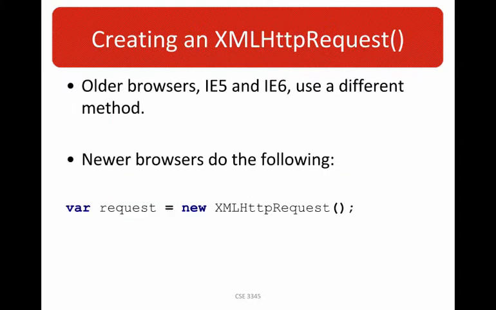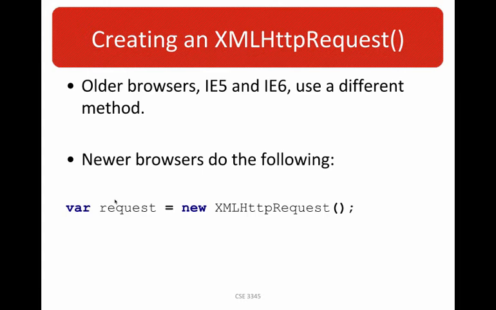So without further ado, here is kind of the meat of XML HTTP request. Something to note is if you're trying to make this work for IE5 and IE6, which you probably never will be anymore, there's a slightly different method. However, for newer browsers, it's very simple. All we're going to do is actually instantiate a new XML HTTP request object, and in this case, we're going to store it in a variable so we can reference it over and over again.